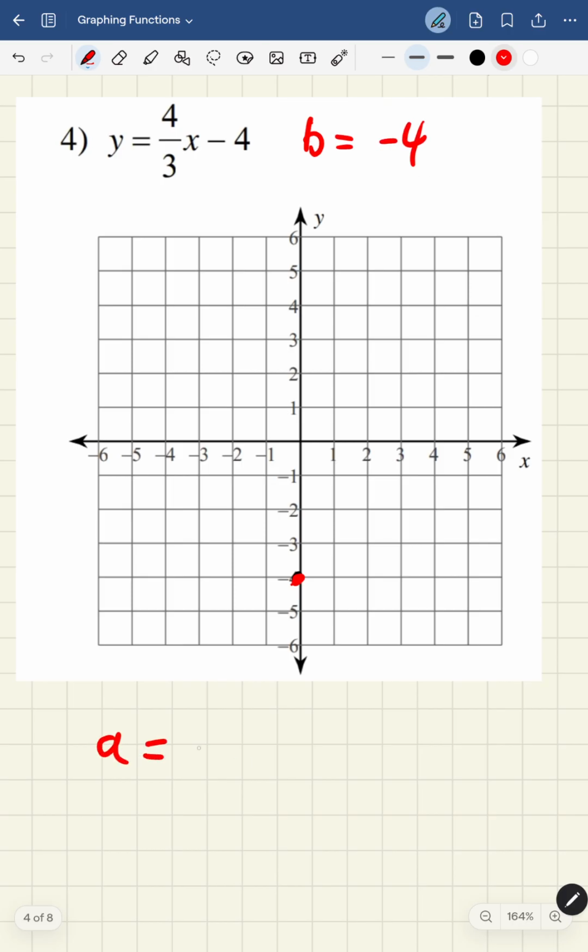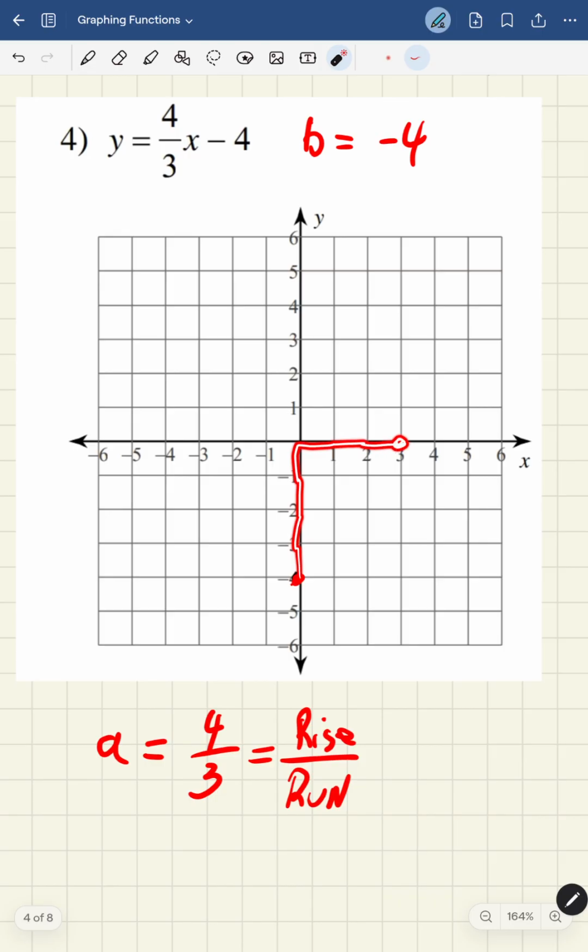Your a is going to be 4 over 3. So it's rise over run. That means I've got to go up 4, right 3. So let's do that. 1, 2, 3, 4. 1, 2, 3. There's my point right there. And that's it. That's all I need really to draw a line.